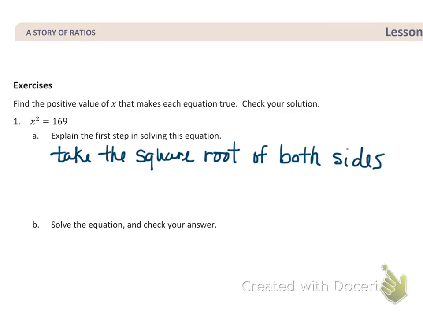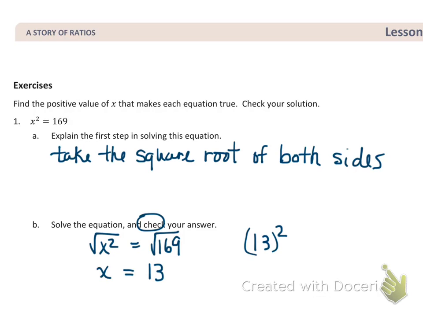Okay, solve the equation and check your answer. So to take the square root of both sides, we're going to say the square root of x squared is equal to the square root of 169. Square root of x squared is x, and the square root of 169 is 13. So x is equal to 13. I'm going to check it by putting it back in the original equation. 13 squared is equal to 169, and it is. 13 times 13 is 169. All right.